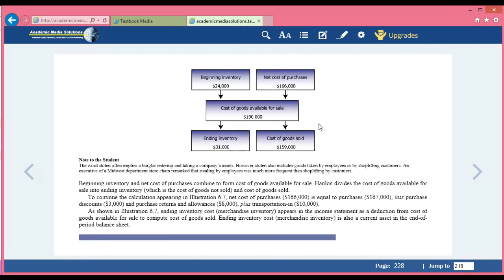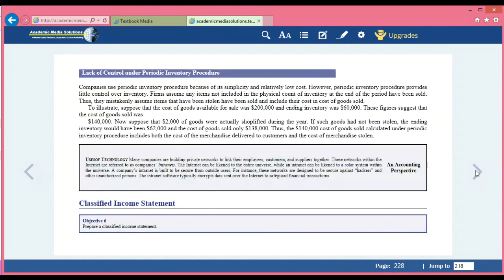Here's another way that you can look at it. Beginning inventory on this side, your net purchases on this side, including freight, gives you cost of goods available for sale. Go out and count your ending inventory. If that's still there, then you must have only sold 159 of the 190. Okay, so that's a good little chart too to help you try to grasp this concept.